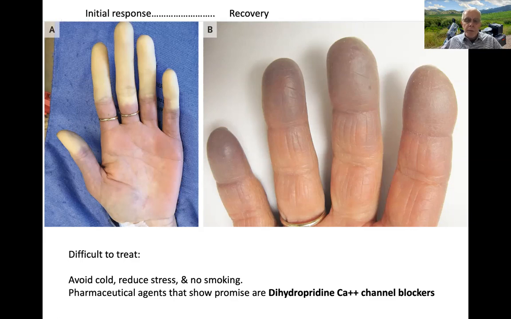Well, there's a number of those, and I only decided to tell you about one. And the reason I'm doing it is because I've talked about it in this class. One that's showing a lot of promise is a dihydropyridine calcium channel blocker. When we talked about the underlying basis for cardiac muscle contraction, remember I talked about dihydropyridine receptors and ryanodine receptors in the sarcoplasmic reticulum. There's a variety of agents that can block these calcium channels. And for some patients, not all of course, but for some patients it's showing a lot of promise. But it's very difficult to treat.